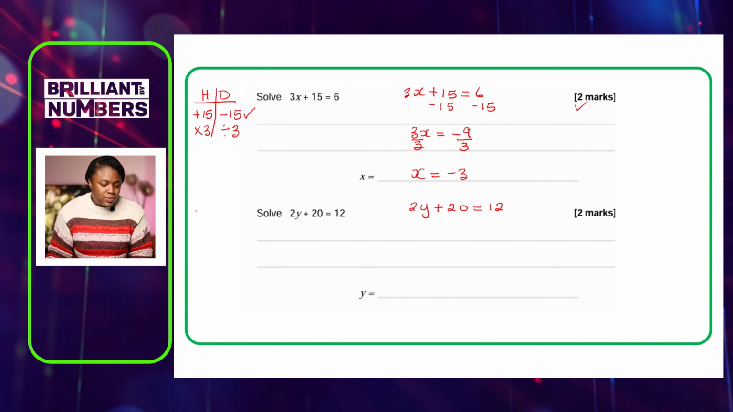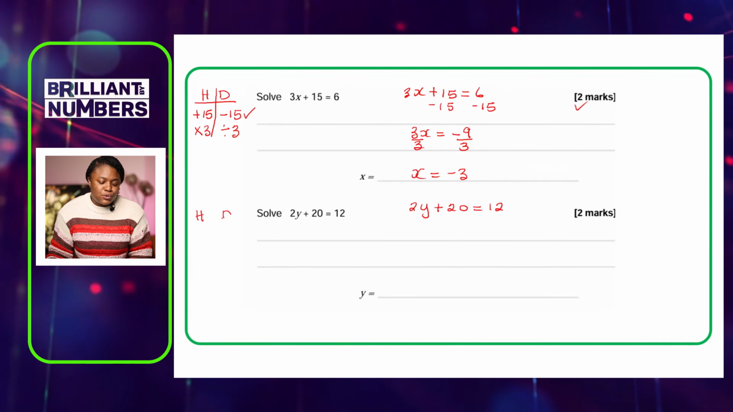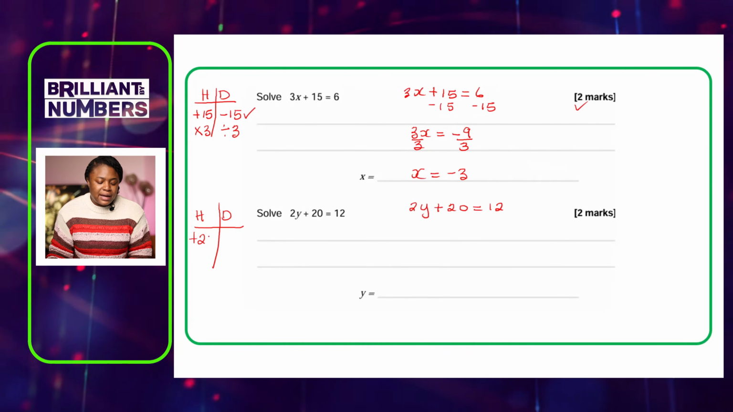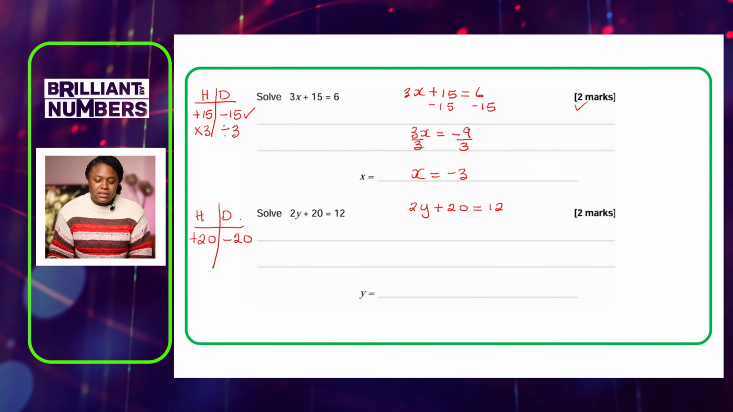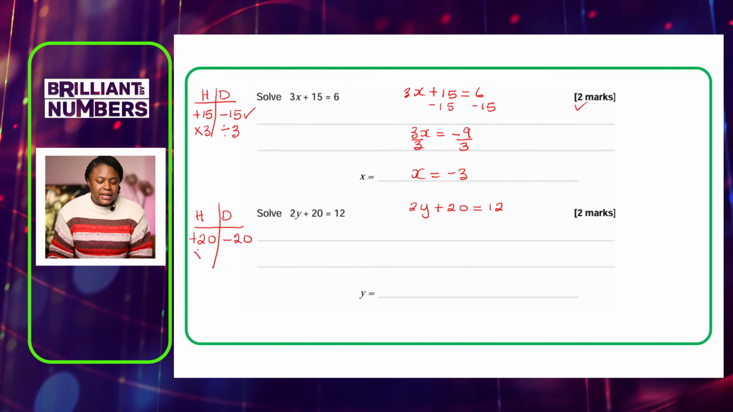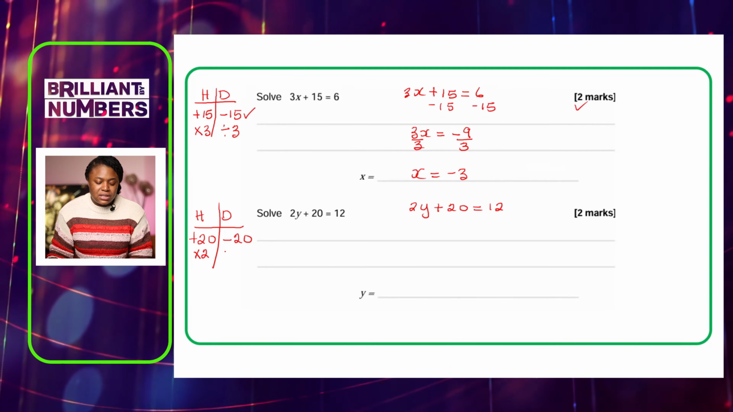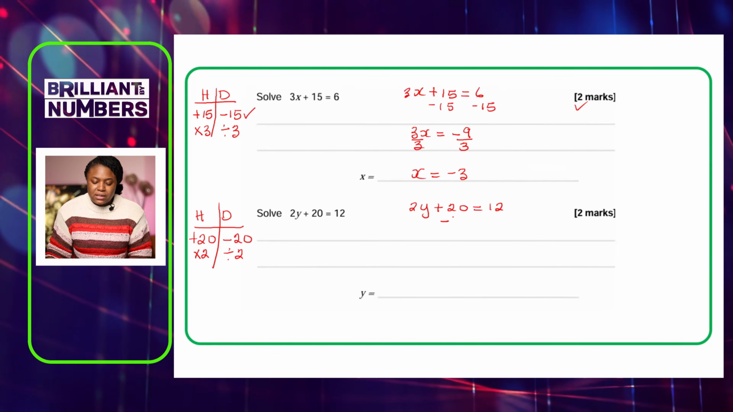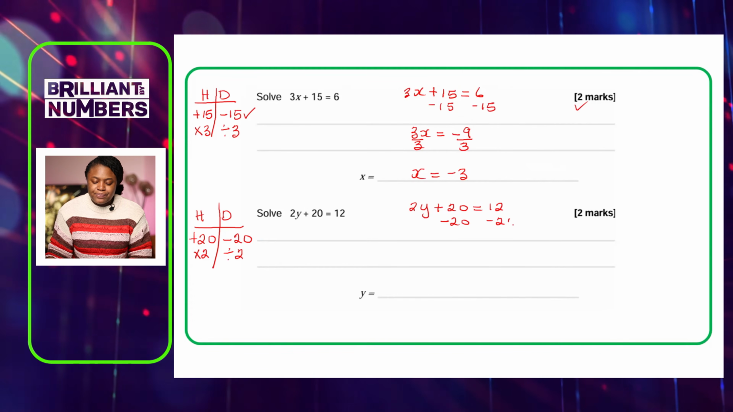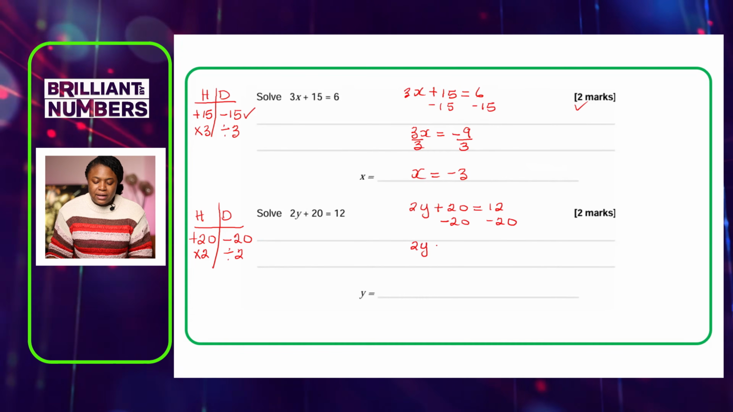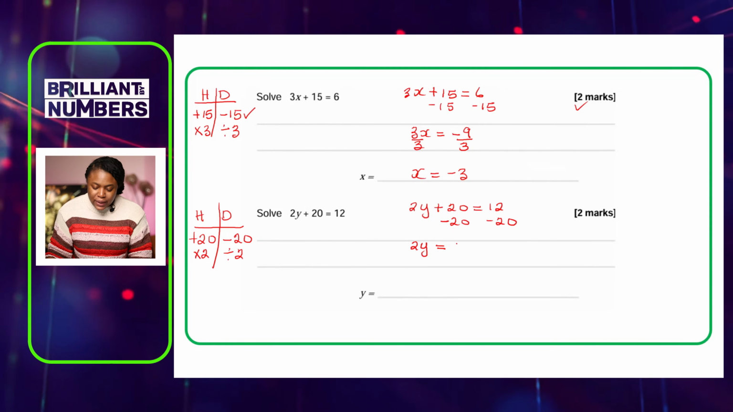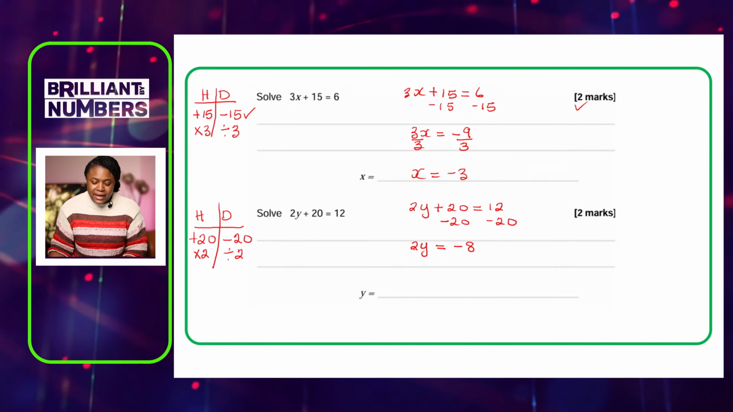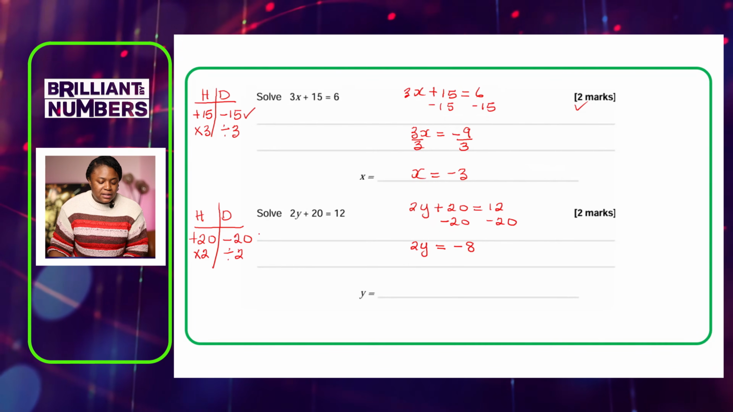So I'm going to write what I have in the question and also what I need to do. So I have a positive 20. I'm going to need to subtract 20. I have a multiplication by 2. So I'm going to need to divide by 2. So minus 20 first on both sides. I get 2y equal to 12 take away 20, which gives me minus 8. Remember, keep your sign. So we then tick that off.